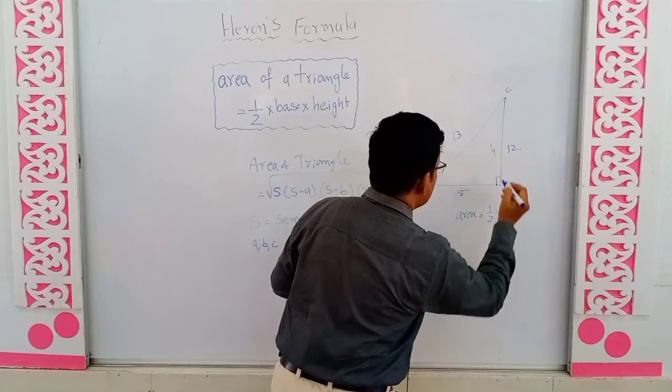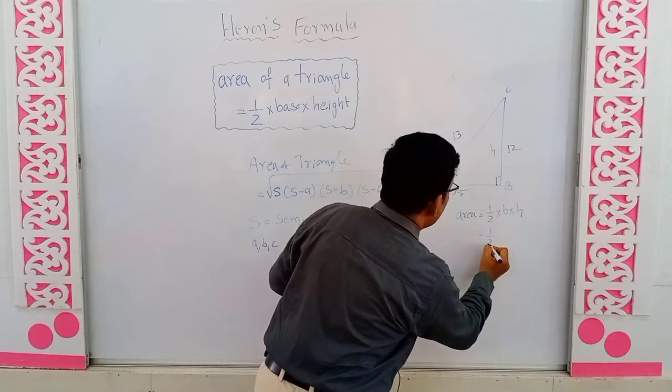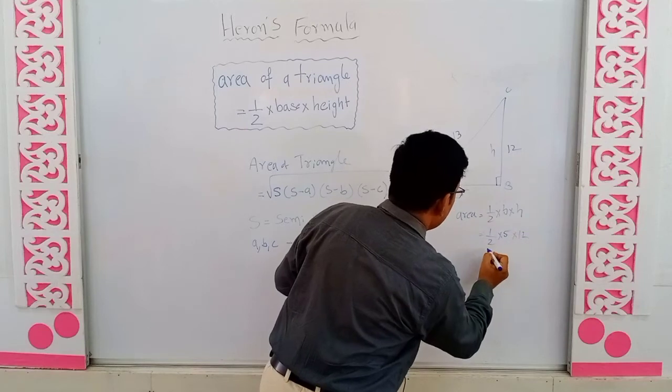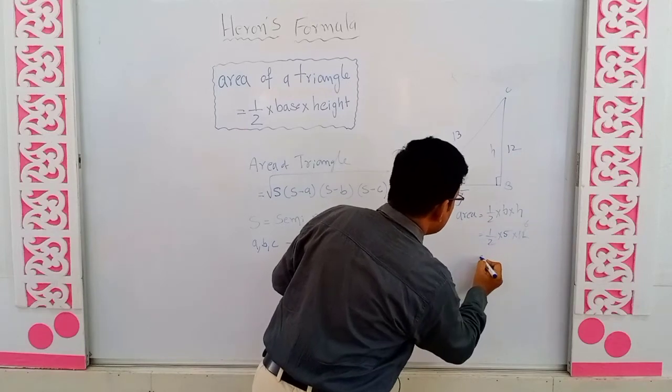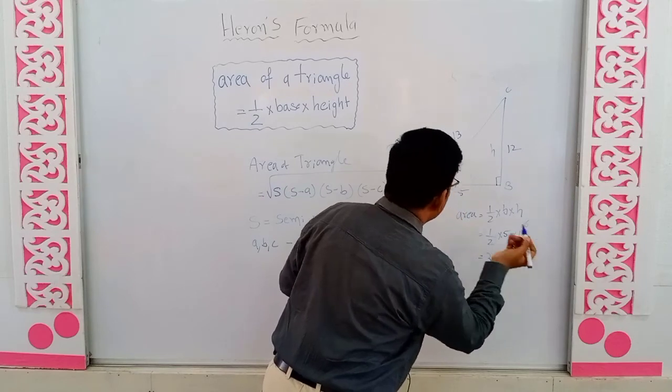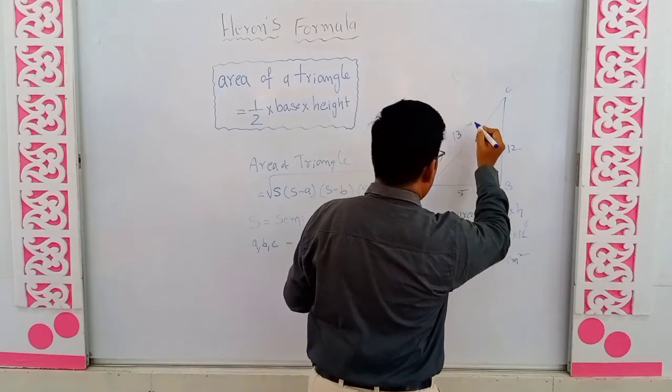Here the height is 12. Half into, what is the base? Base is 5, into 12. So 2 6s, 30 centimeter square. 30 centimeter square.